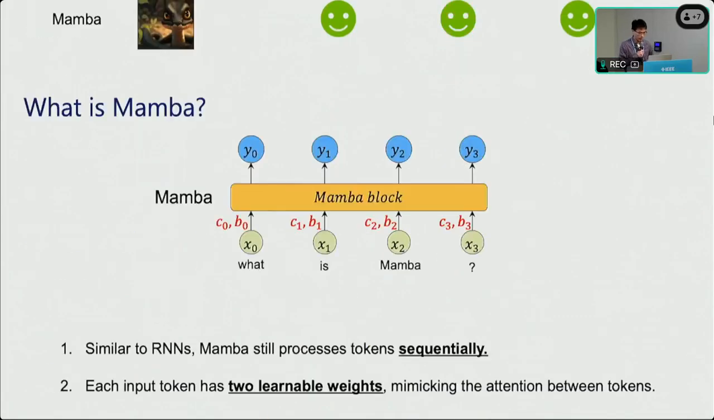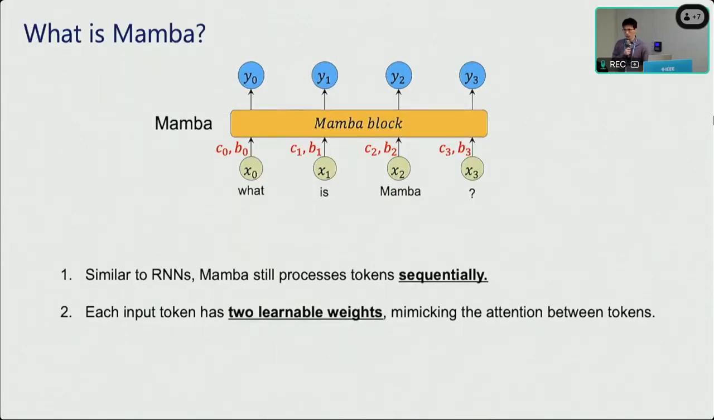So within this short talk, I won't be able to explain what Mamba is in detail. But to understand my talk, you just need to remember two things. First, similar to RNN, Mamba still processes tokens sequentially or recurrently. That means there are token dependencies. Second, each input token has two learnable weights, and that can mimic the attention mechanism similar to transformers.